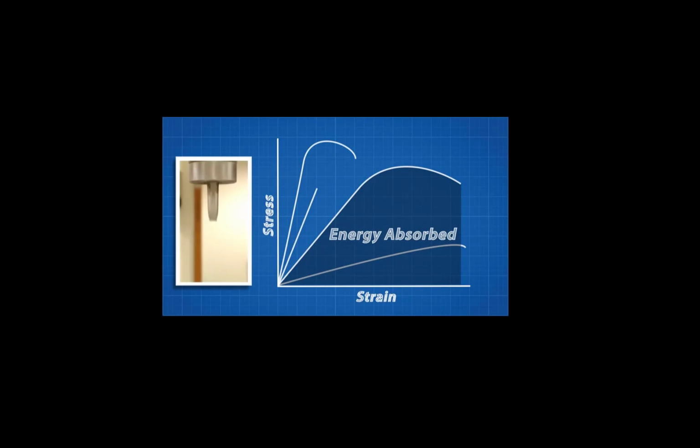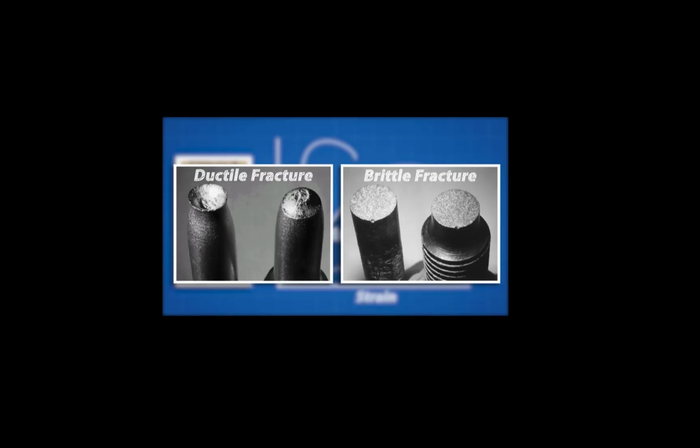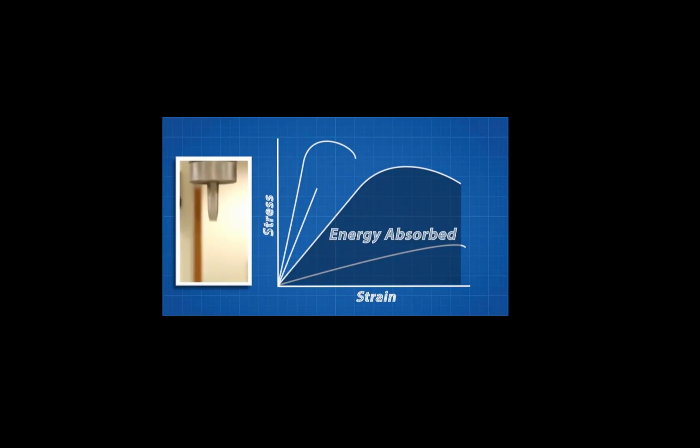You can actually tell if a material is brittle or ductile by examining the fracture surface after they have broken. A ductile material will have this characteristic cup and cone fracture surface, whereas brittle fractures have granular, flat-looking fracture surfaces. Some materials can go from ductile to brittle when their temperatures are lowered.